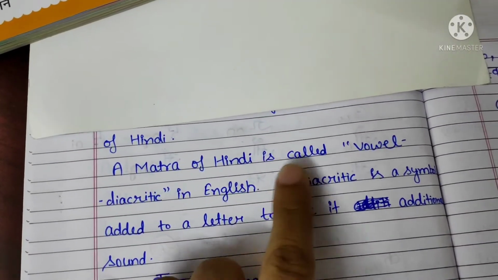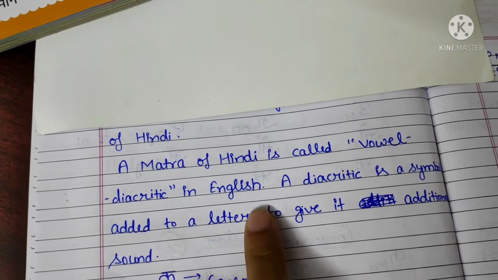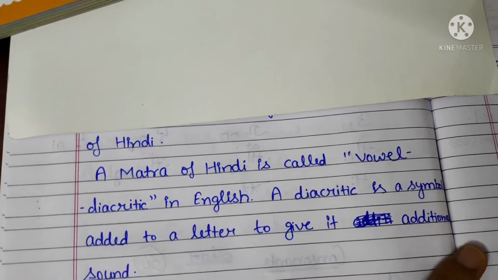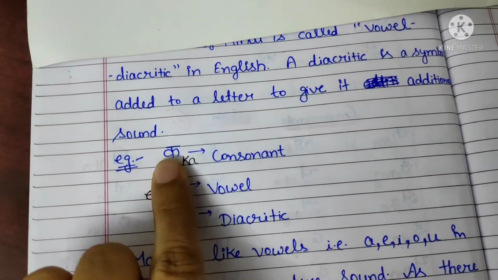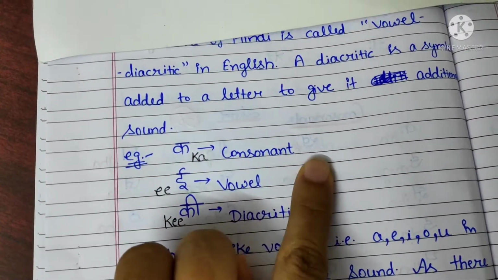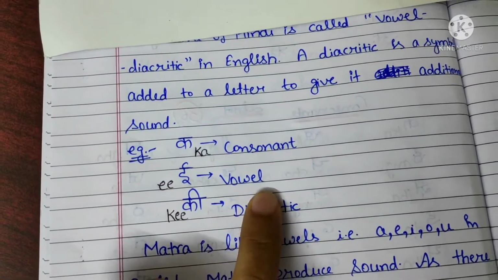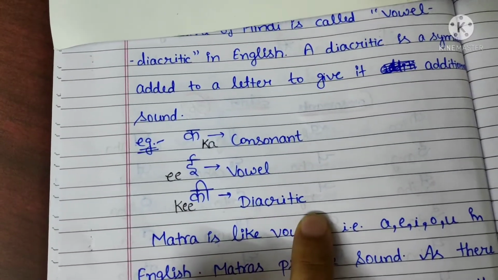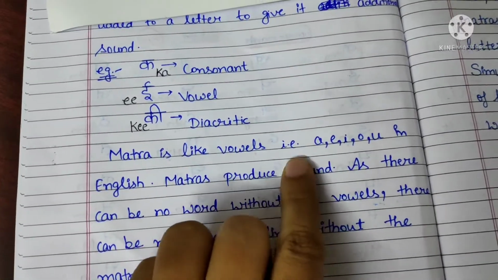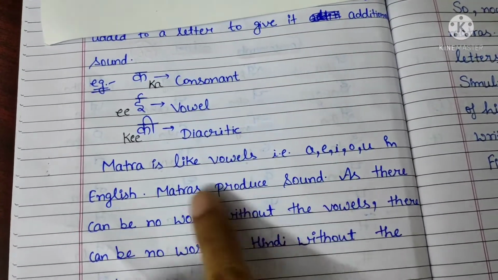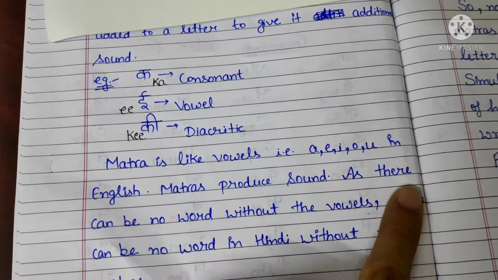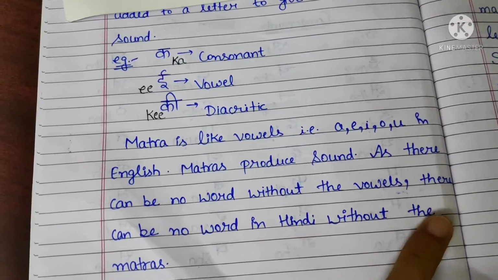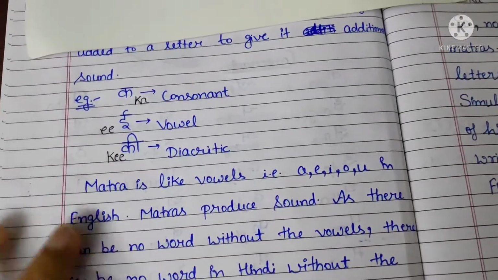A matra of Hindi is called a vowel diacritic in English. A diacritic is a symbol added to a letter to give it additional sound. For example, you can take K. K is a consonant, E is a vowel, and ki, this is what we call a matra, a diacritic. Matra is like the vowels A, E, I, O, U in English. Matras produce sound. As there can be no word without vowels, there can be no word in Hindi without the matras. So I hope you get the concept of matra.